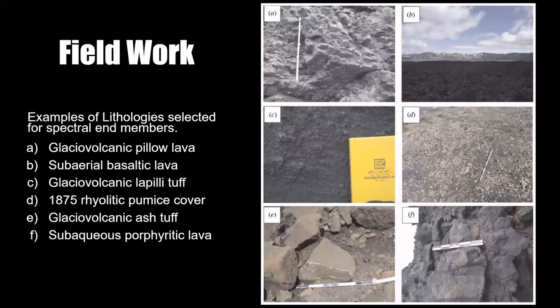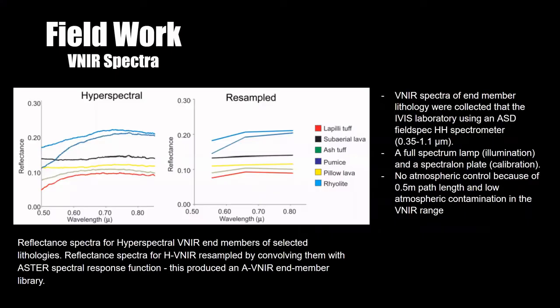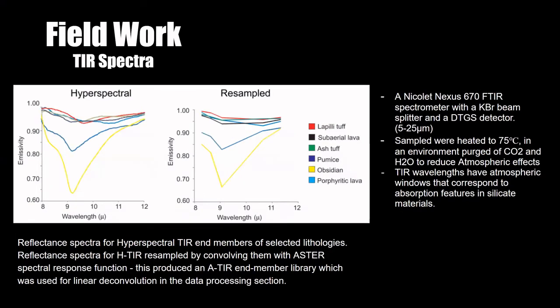So these are some photographs or examples of the lithology selected to be spectral end members. And now these samples were brought to the lab and they were studied for their reflectance spectra in the visible near infrared region. And then these were also resampled with the Aster spectral response function to produce an Aster visible and near infrared region end member library. And a similar approach was taken with the lithology samples, but in the thermal infrared region as well.